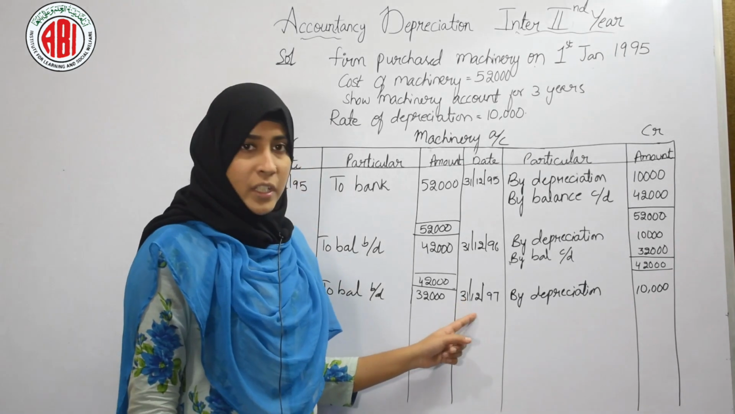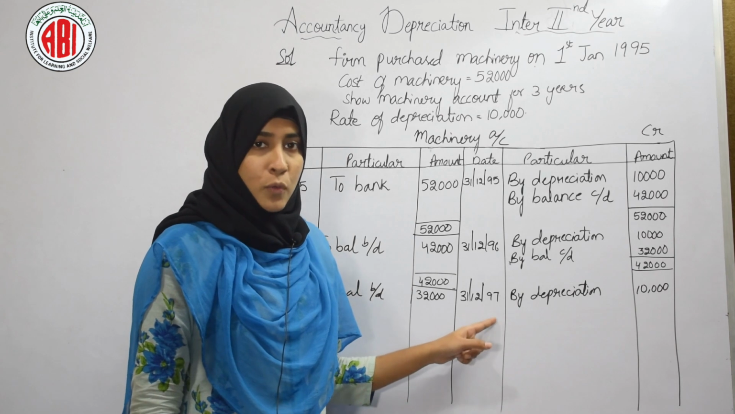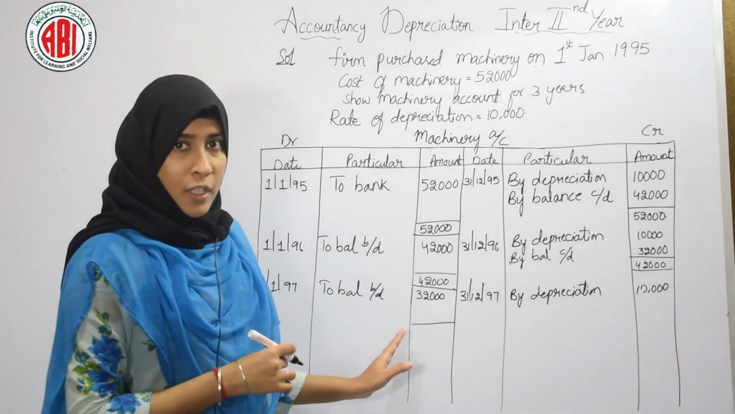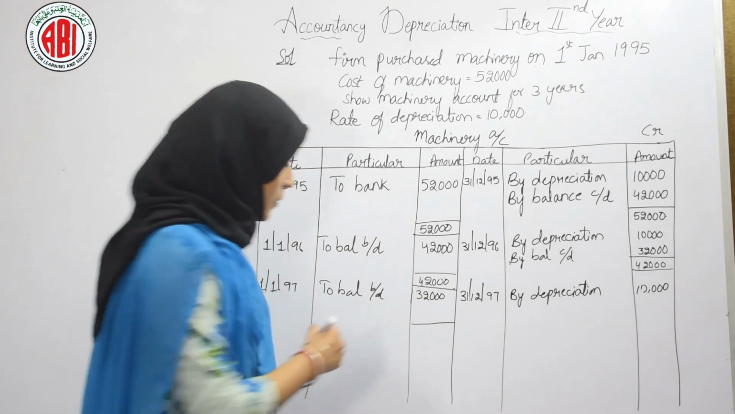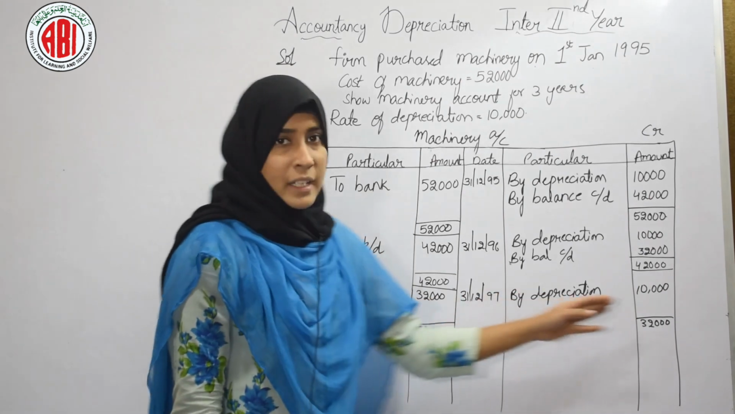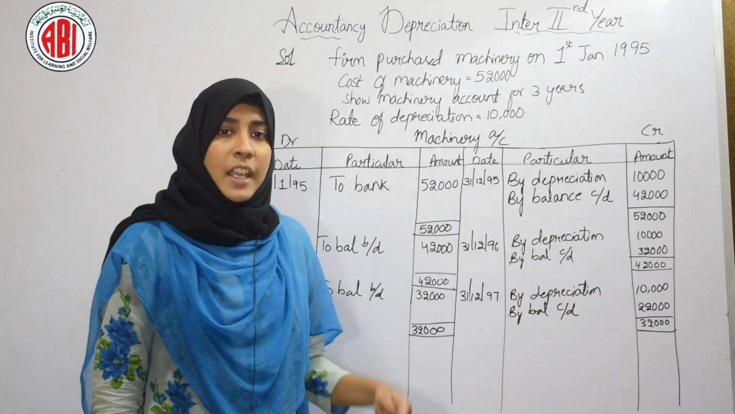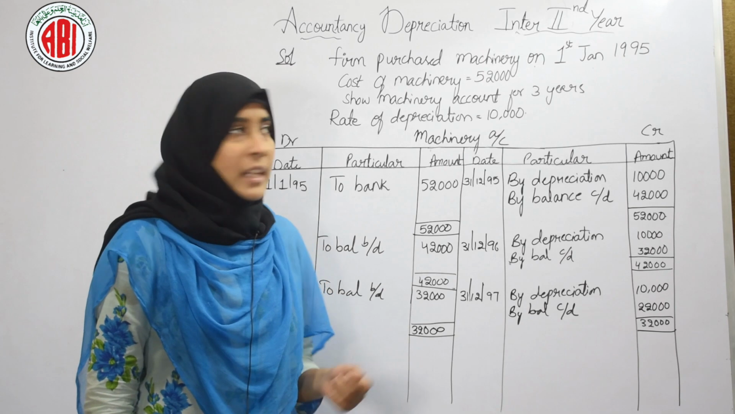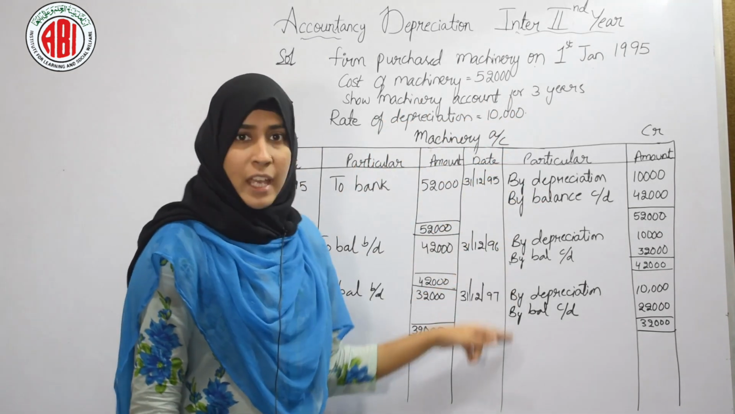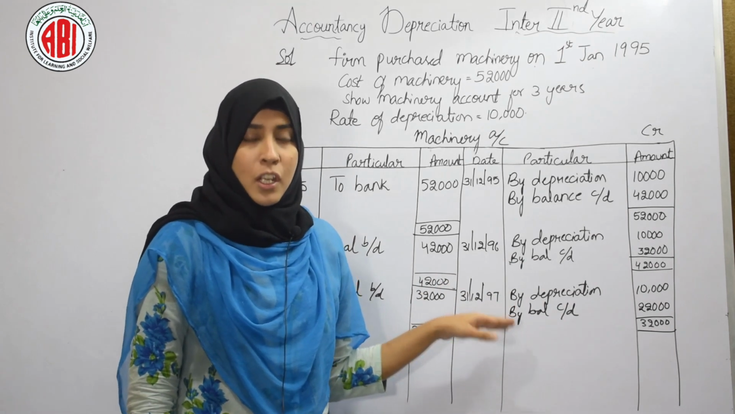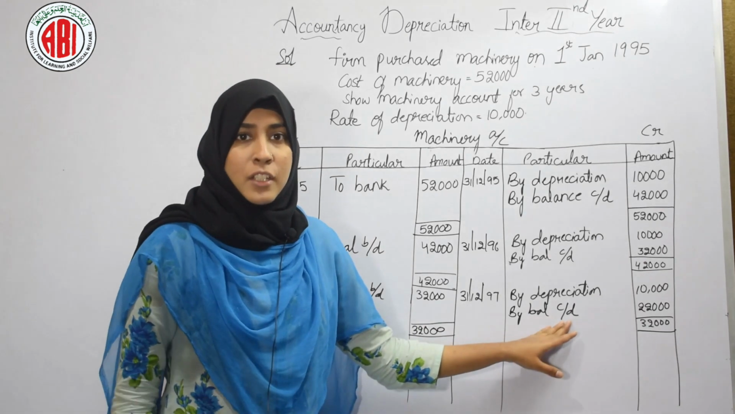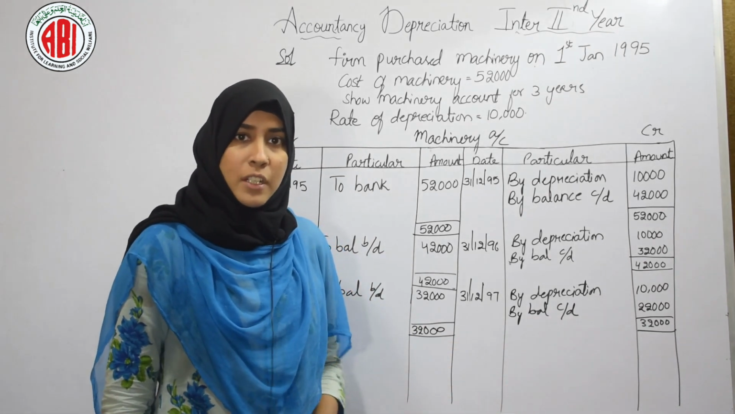Now we will provide depreciation of this year. So on 31st December 1997 we are providing depreciation of rupees 10,000. The total for both sides will be 32,000. And the balance carried down here will be 32,000 minus 10,000, that is 22,000. He asked in the question to prepare machinery account for 3 years. So these 3 years we have provided the depreciation. Now we will close our account. We will forward this balance to next year and we will close our machinery account.